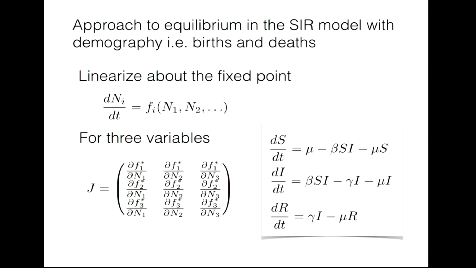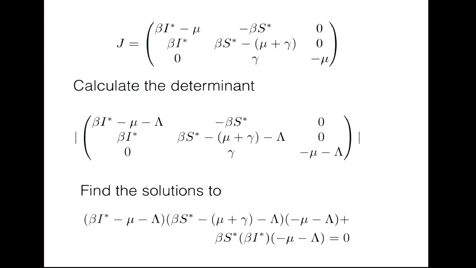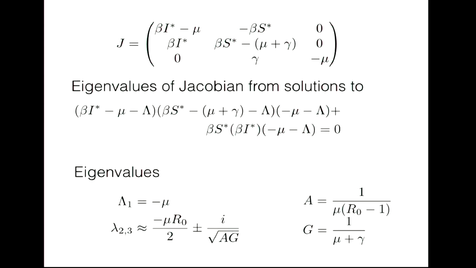Over here, the role of the f's is played by the functions on the right hand side of these equations. The n1, n2, and n3 are the same as S, I, and R, and then you can ask, what do I get if I calculate the Jacobian about these fixed points? So the Jacobian is βI* - μ, -βS*, 0, βI*, etc. To understand the behavior of the system about those fixed points, I need to calculate the determinant. The determinant is obtained by subtracting λ from the diagonal elements and setting it equal to 0, which amounts to finding the solutions of this equation. Again, this is algebra, I'll leave it to you to do.